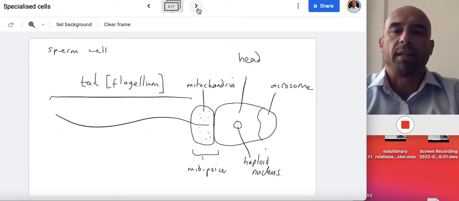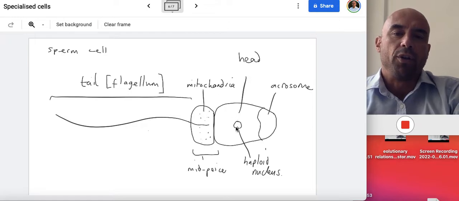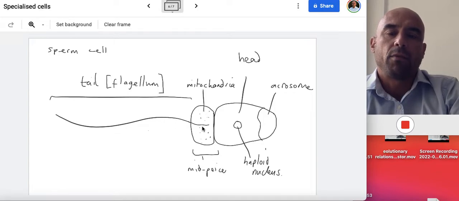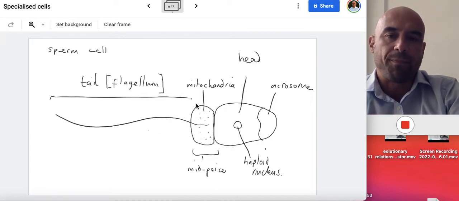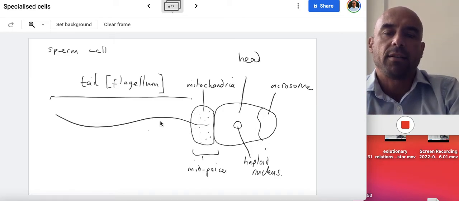This is a sperm cell. A sperm cell's function is to deliver a haploid nucleus to an egg cell. In order to deliver the haploid nucleus to an egg cell, it needs to be able to swim through the fallopian tube to the egg. In order to be able to swim, it has a tail or a flagellum. Now, if it's swimming up through a fallopian tube, it needs to have the energy to swim. Whenever we talk about energy in living organisms, we talk about mitochondria, because mitochondria provide the respiration that is needed for the tail to move.